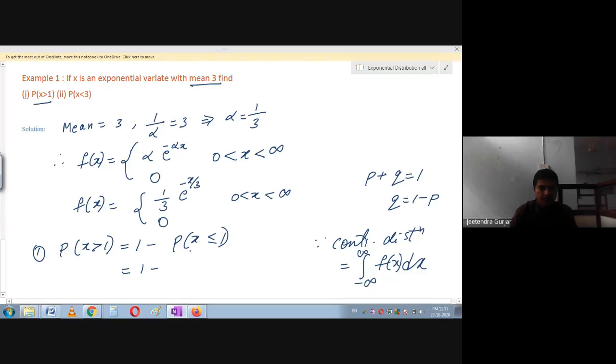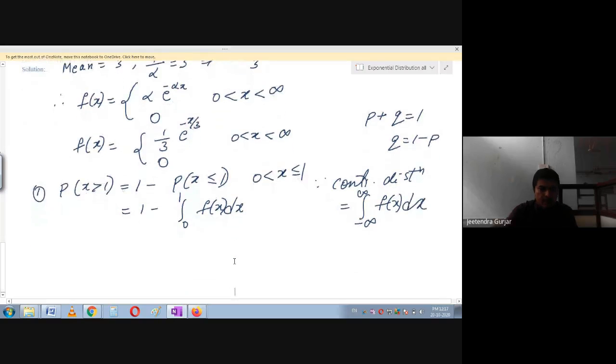So here, students, the lower limit they have not given, but you have to remember that in the exponential, the lower limit will be 0. So this is x less than or equal to 1. Therefore, we take the integration from 0 to 1 of f of x dx, student. You have to remember the function. Now substitute the values, student.